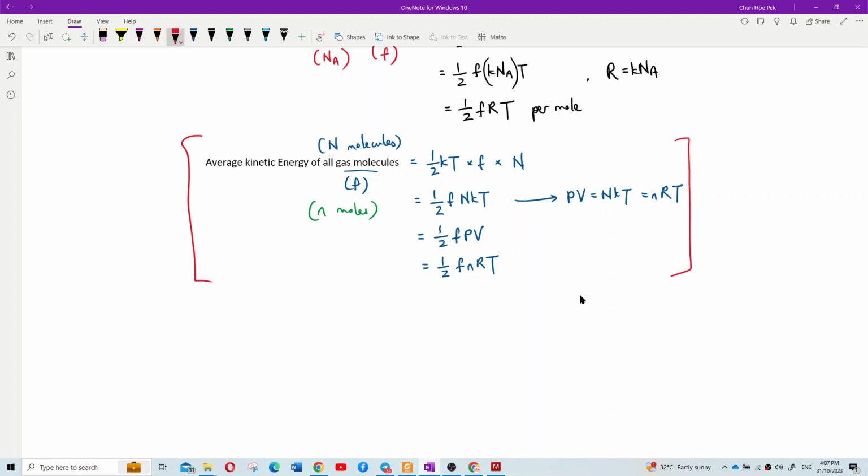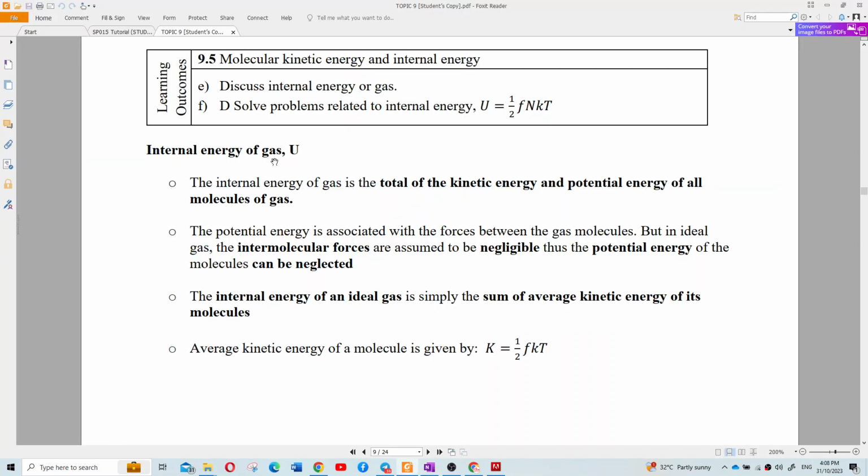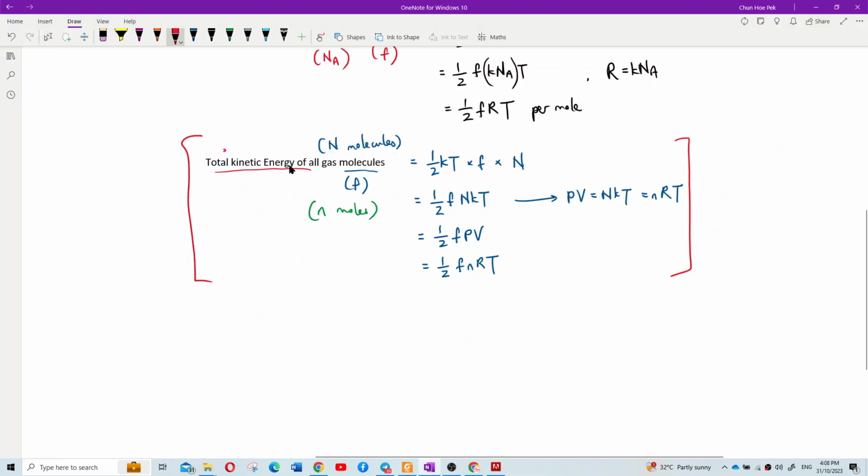Okay, how to find this? This is the total, not the average. Total kinetic energy of all gas molecules. How to find the total kinetic energy of all gas molecules? That's the formula: 1/2 f NkT, or 1/2 f nRT, or 1/2 f PV. Okay, so now we talk about internal energy of gas. This is our last part.